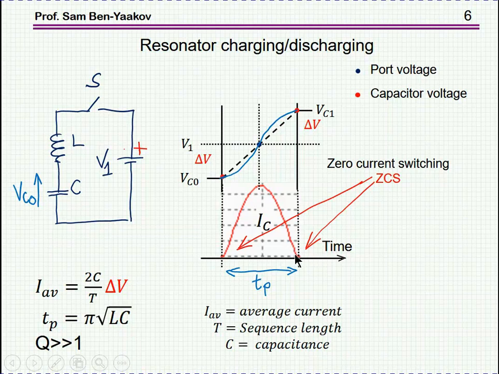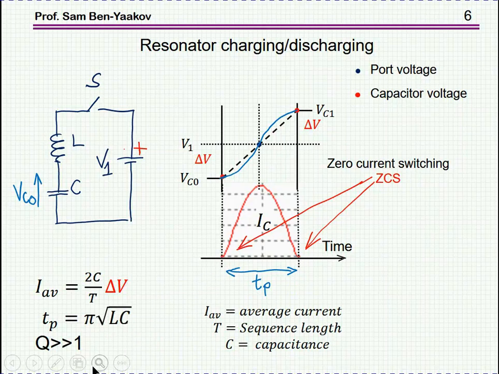and turn off. Now the basic relationships here: we can find that the average current, averaged over the whole sequence, that is, the timing of all the M switches, and perhaps there might be some dead time in between. So this is the total time of a sequence, T. Then the average current is 2C, the capacitor capacitance, times delta V over T. This is the average current of this process. Now the duration of this half sinusoidal waveform is half of the full cycle, and therefore this time here, T sub P, is pi square root of LC.